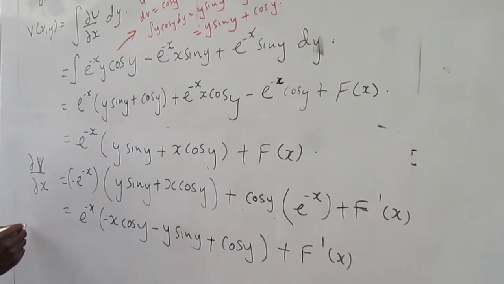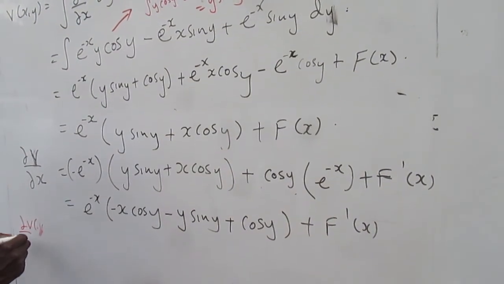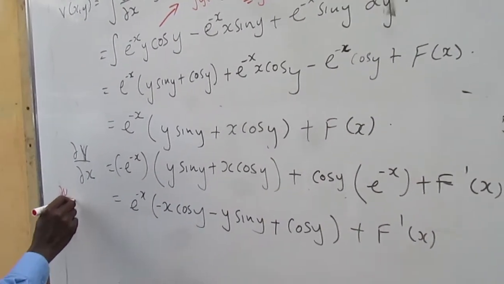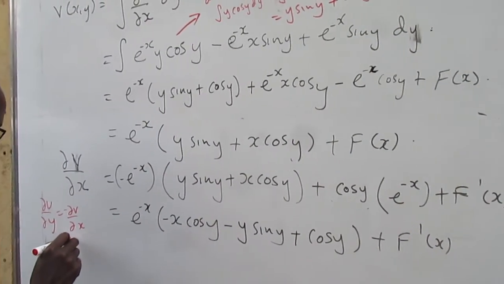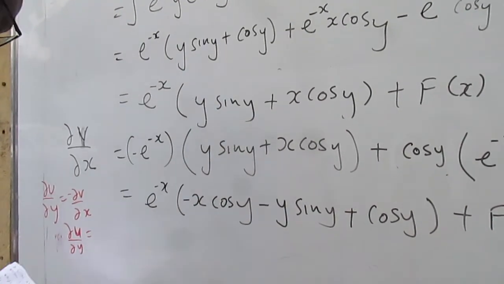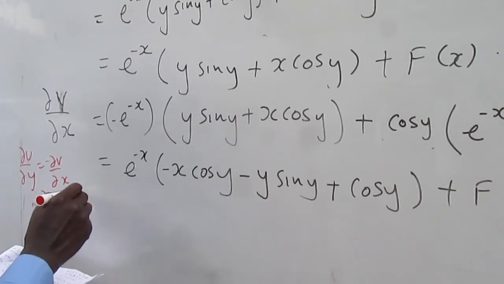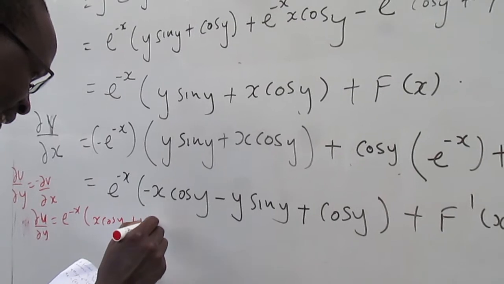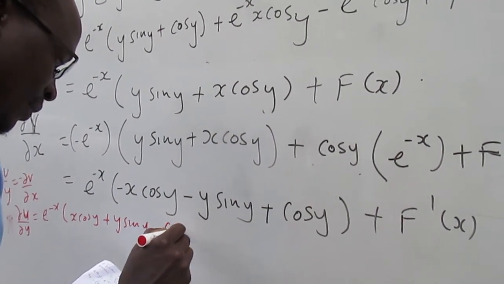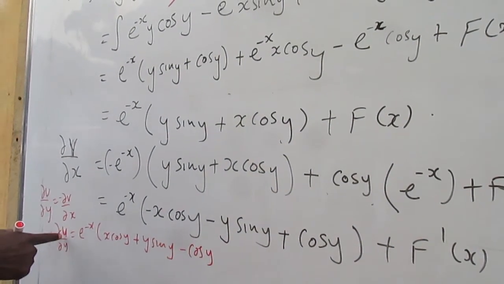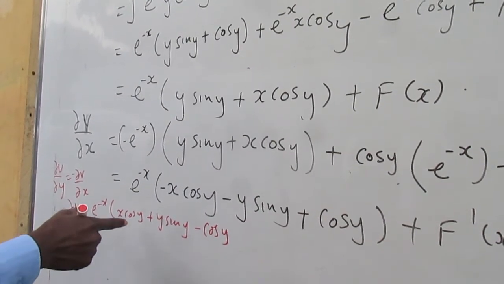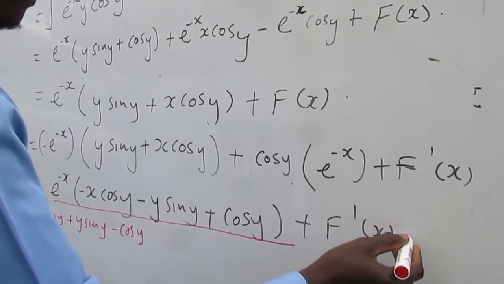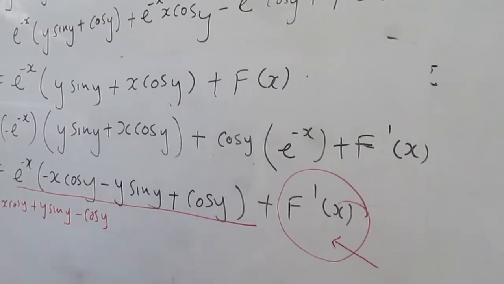So now recall what we had as the partial of u with respect to y, because we want to use the fact that the partial of u with respect to y is negative the partial of v with respect to x. So the partial of u with respect to y was equal to the following. We had exponential of minus x into x cosine of y, plus y sine of y, minus the cosine of y. So this was the partial of u with respect to y. So the negative of the partial of u with respect to y will be this part here. And so that means that what we have here as f of x is just a constant.